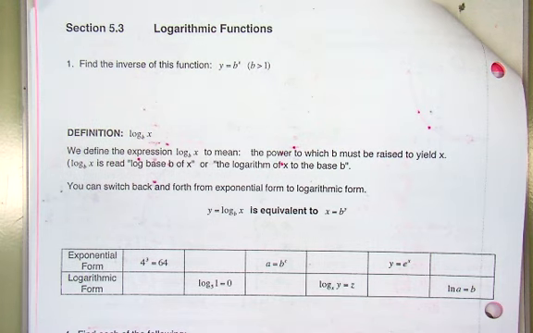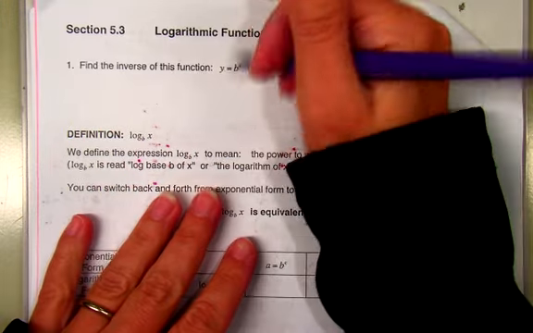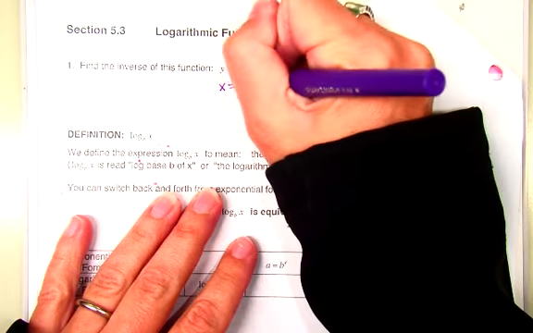This is section 5.3, logarithmic functions. So the first question says to find the inverse. Well, we know how to do that. All we have to do is switch our x and our y.